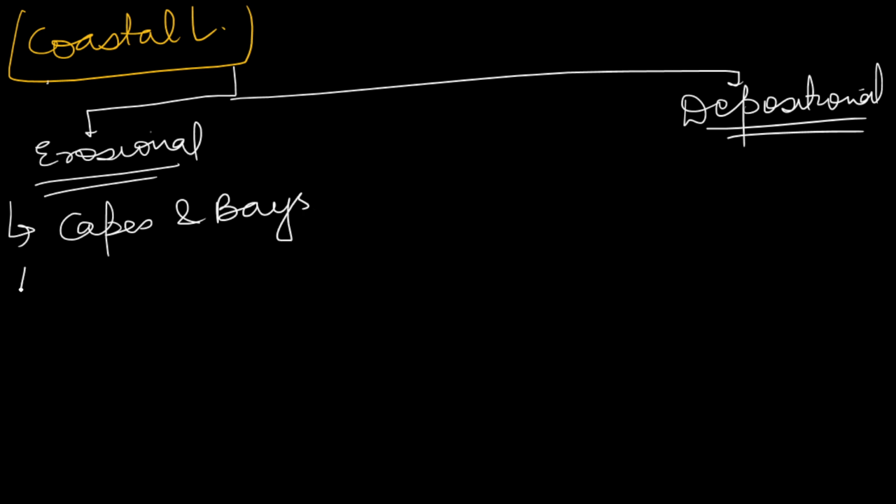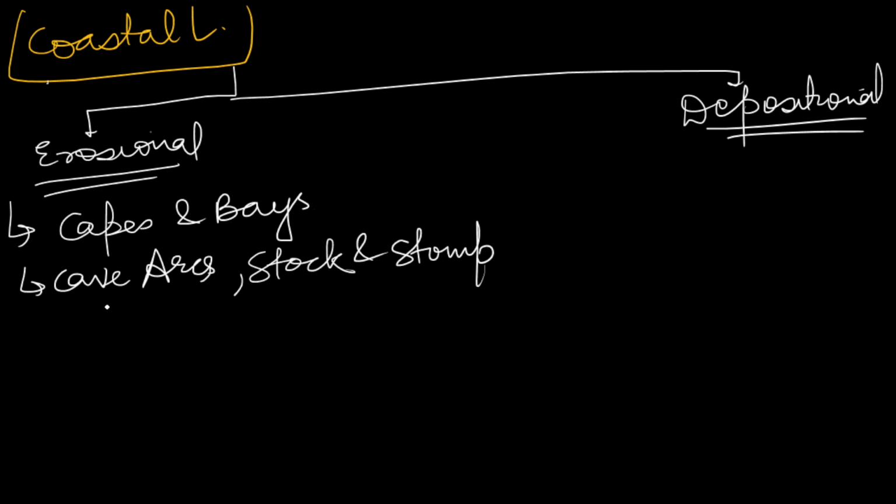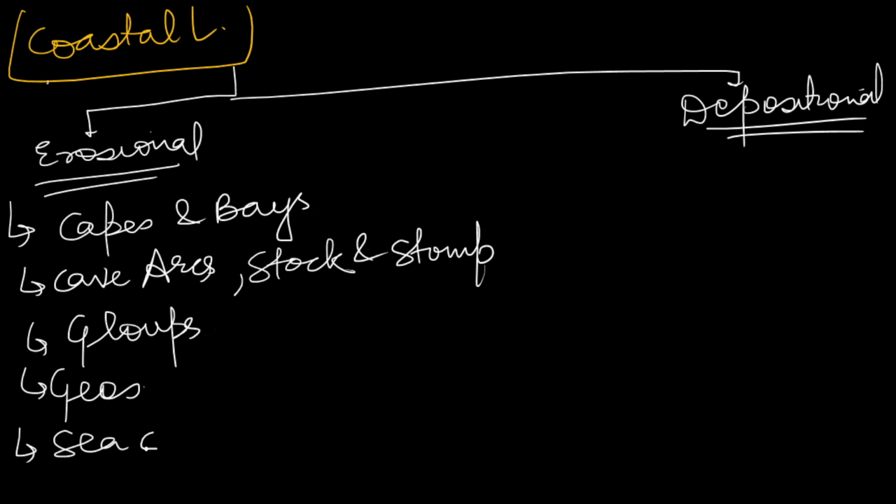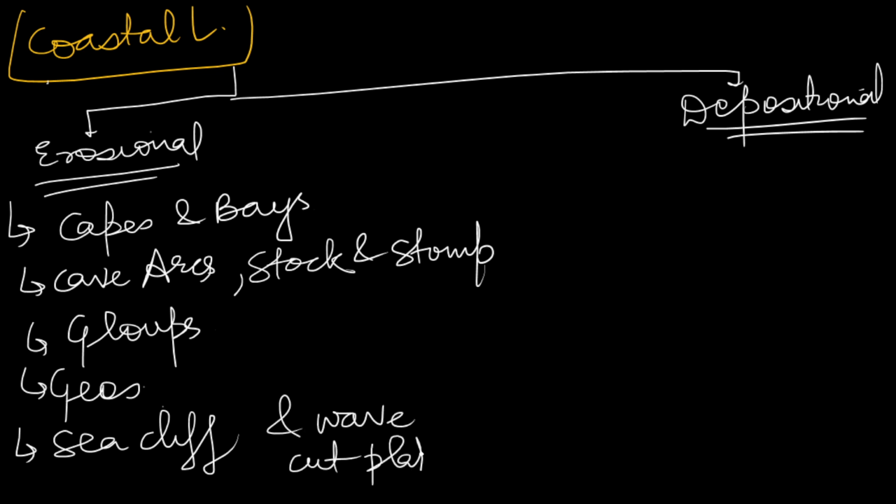We have caves, arches, stack and stump. We have blowholes. We have geos. We have sea cliff and wave cut platforms. Here they sometimes ask sea cliff, so do remember it. Now let's move to depositional.